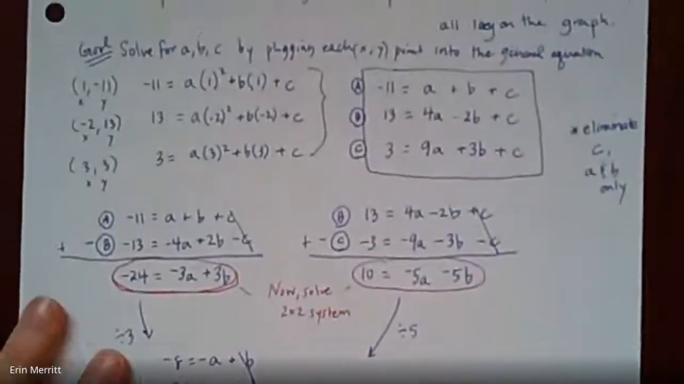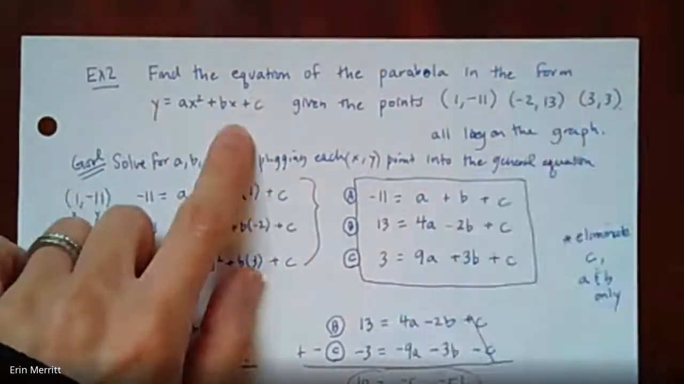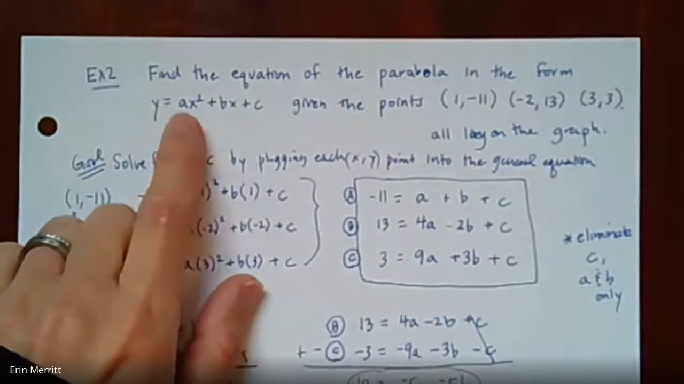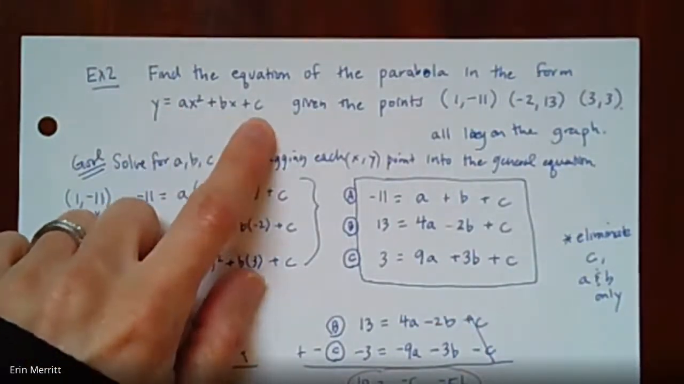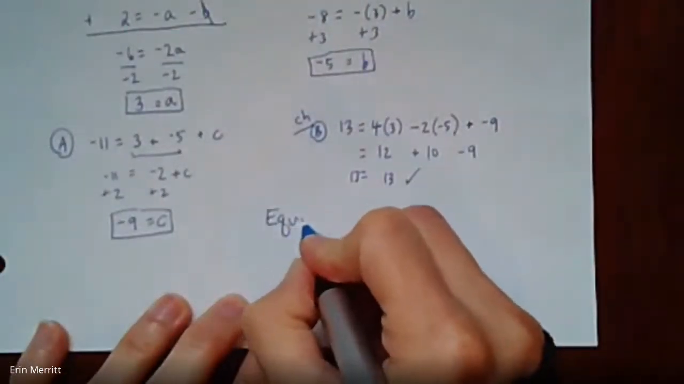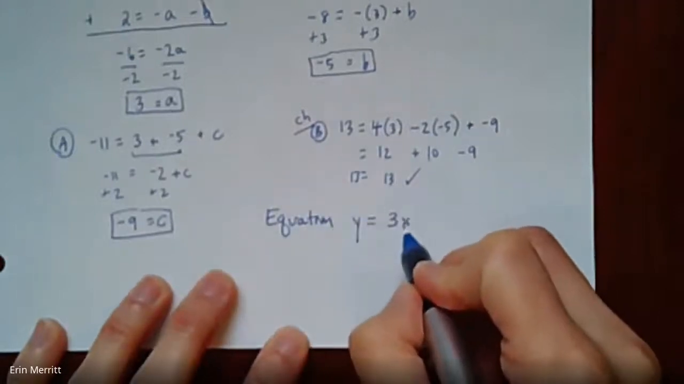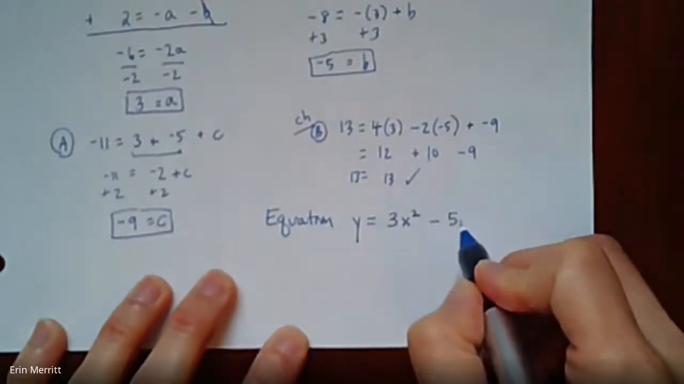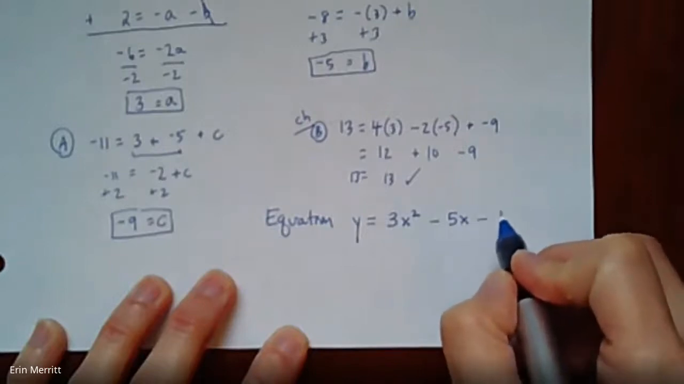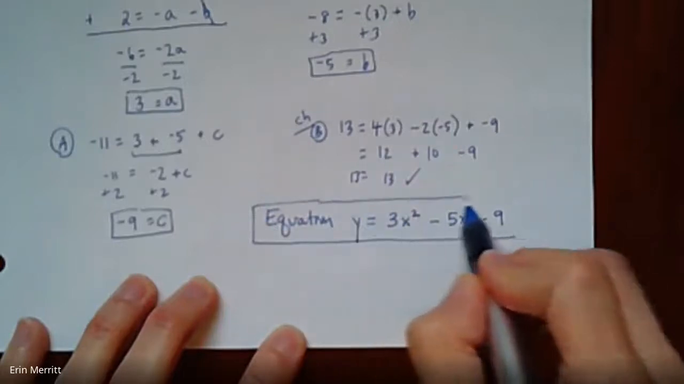Come way back up to the top. It says find the equation of the parabola in this form. So it's y equals ax squared plus bx plus c. Let's write down our equation. So y equals ax squared plus bx plus c. And now here should be our final answer.